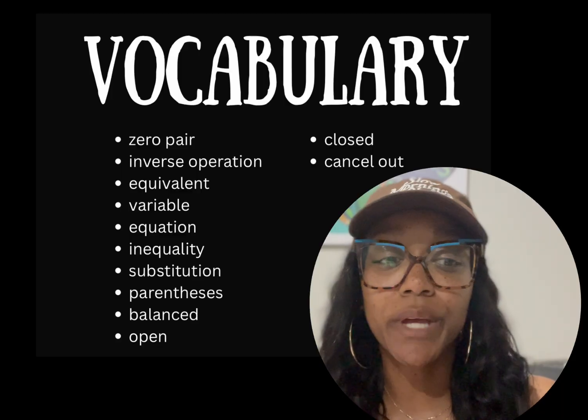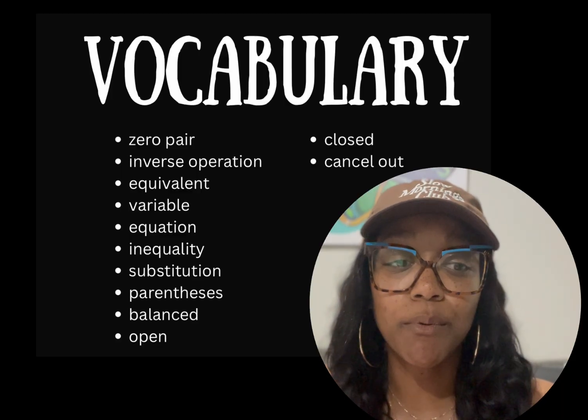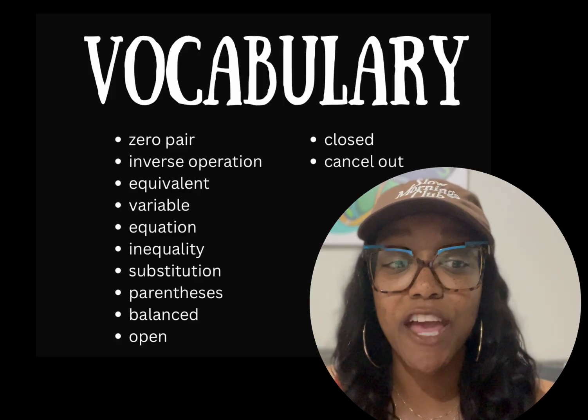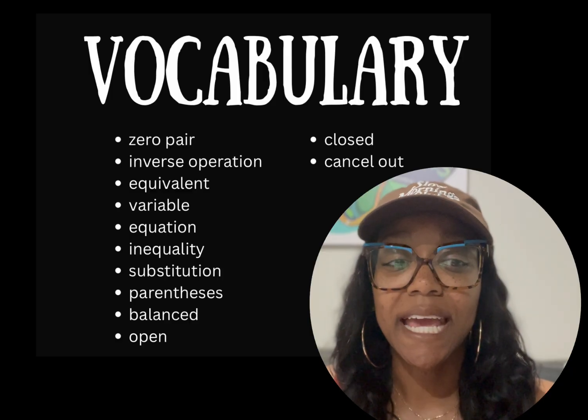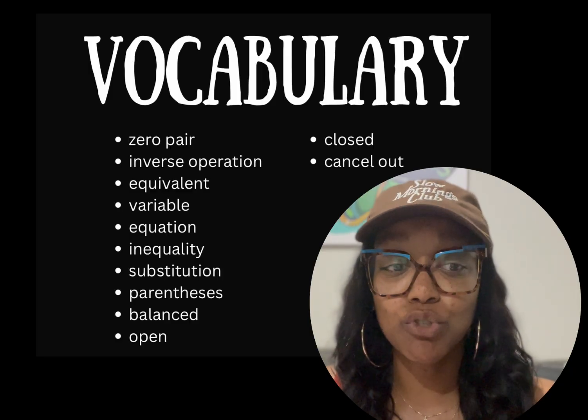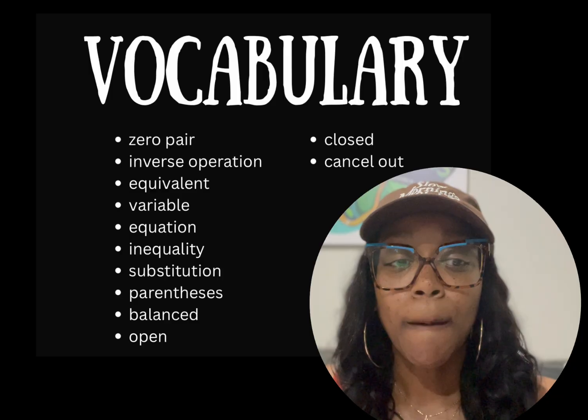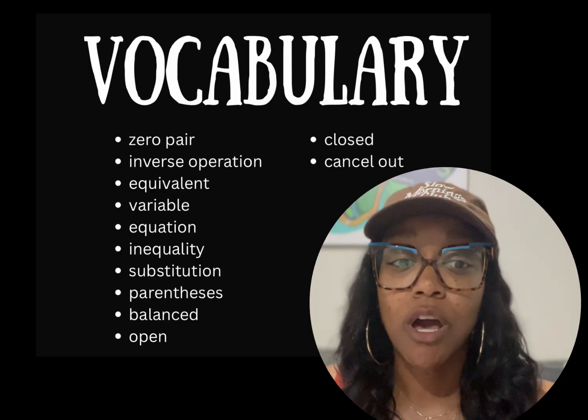Let's first go over some vocabulary words that you would need to use with your students while you're teaching them how to solve one-step equations and one-step inequalities. And then we'll move on to some examples. For our vocabulary, we have zero pair, inverse operation, equivalent, variable, equation, inequality, substitution, parentheses, balanced, open, closed, and cancel out. These are some words the students will need to know when they're solving one-step equations and one-step inequalities.